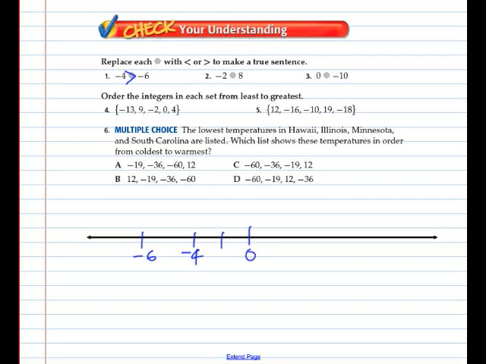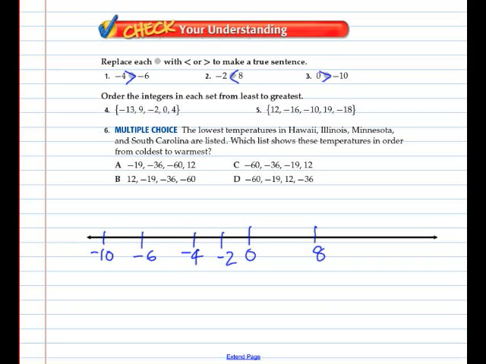-2 and 8, because 8 is to the right on the number line, it is greater than -2 because -2 is to the left on the number line. It is less than 8. 0 and -10, because 0 is to the right on the number line, it is greater than -10. That's a tough concept for some students.